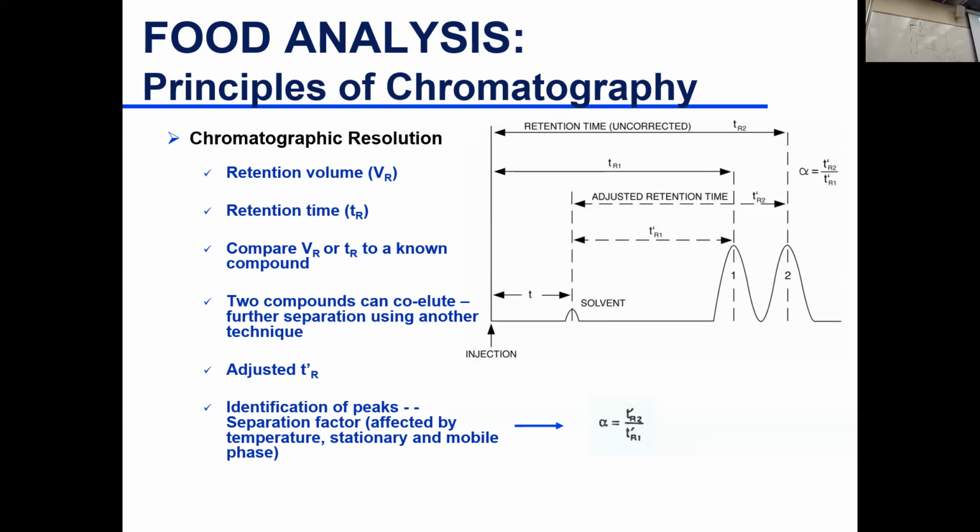And then there is a separation factor. The separation factor, alpha, is the adjusted retention time of peak 2 over the adjusted retention time of peak 1. The greater the alpha, the greater the separation. So this gives me the power of separation. As I mentioned, the separation is affected by temperature, not only stationary and mobile phase, but also the flow rate.